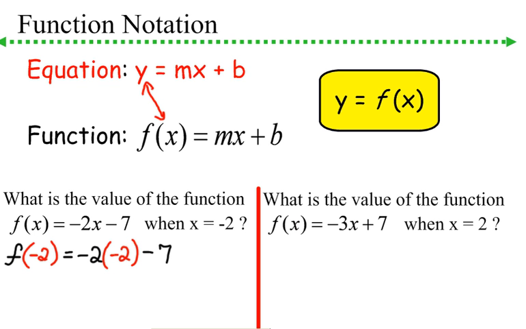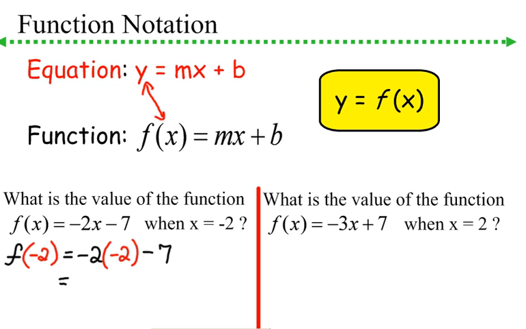Now, be very careful. The f of negative 2 on the left-hand side, that's not going to change. We're not going to manipulate that. That does not mean negative 2 times f. It just means what is the value of the function when x is negative 2. So that left side is basically untouchable.